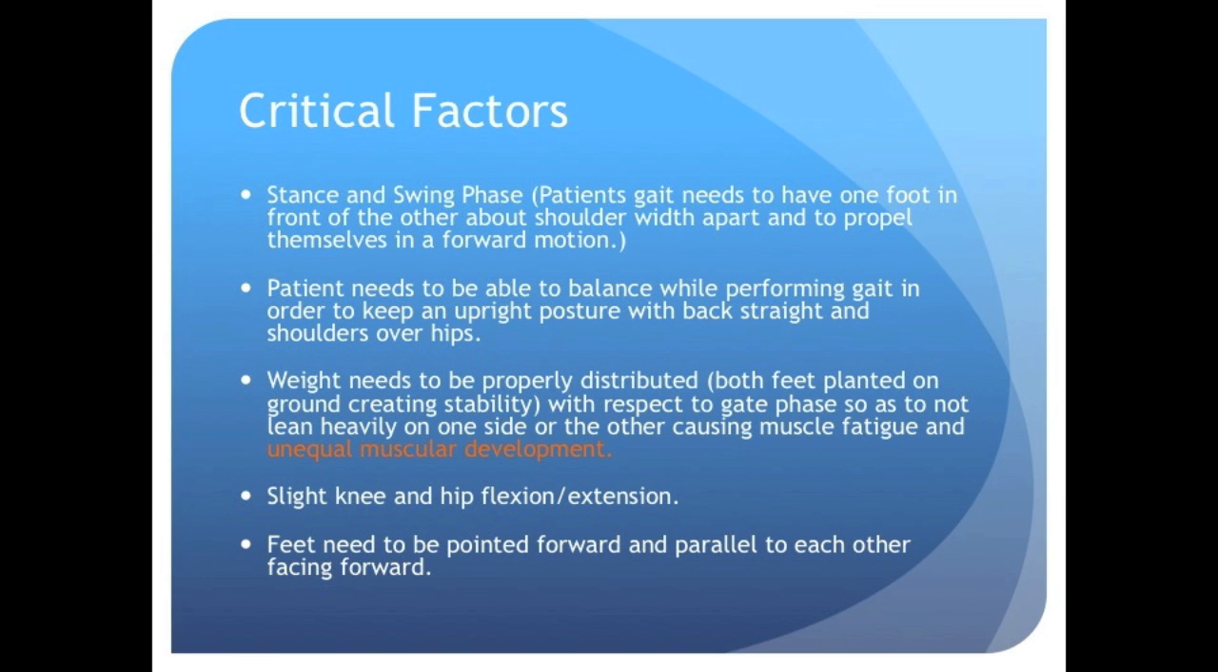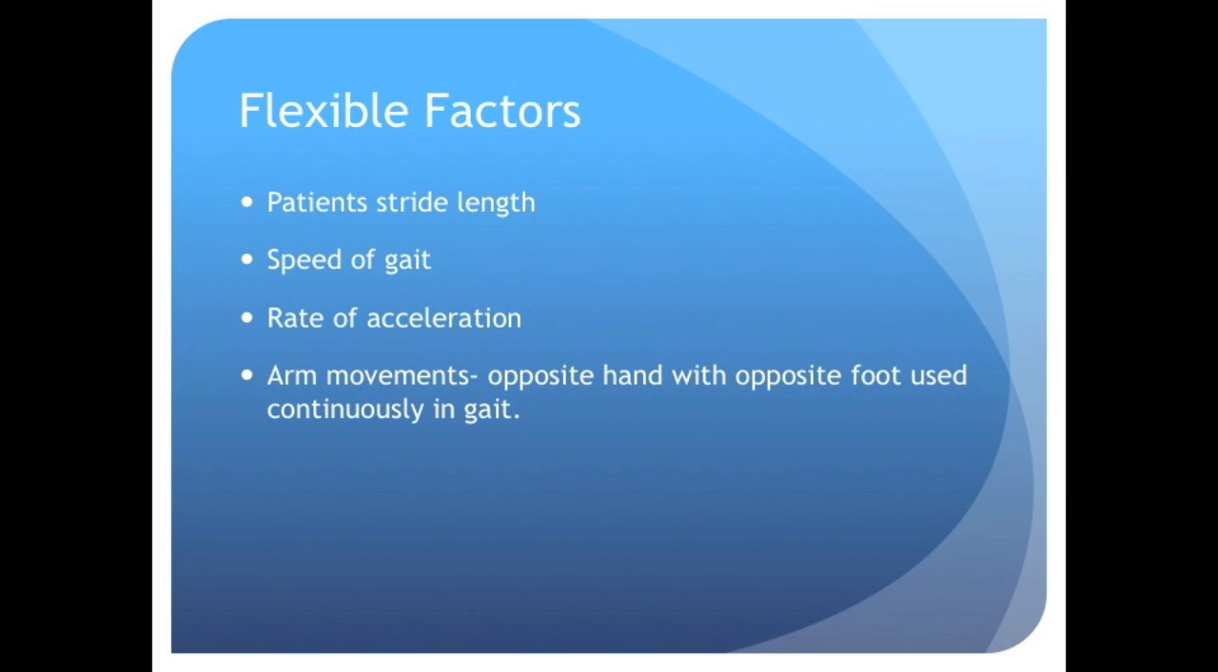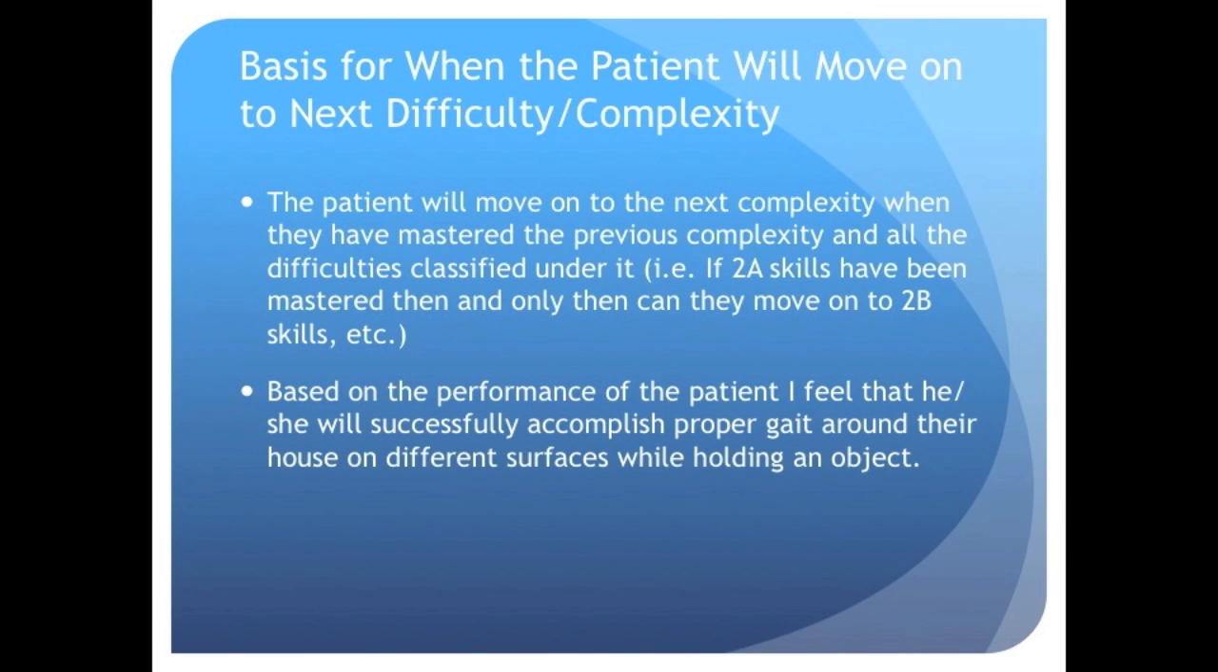So these are the critical factors which are needed for the movement to occur. One of the biggest things is weight distribution. It has to be equally distributed. You can see here now that there are flexible factors which can vary, which is the speed, stride length, rate of acceleration, or the patient's arm movements. Last, we must progress the patient through different difficulties and complexities, which is determined through the completion of the specific task designed for that specific difficulty or complexity.